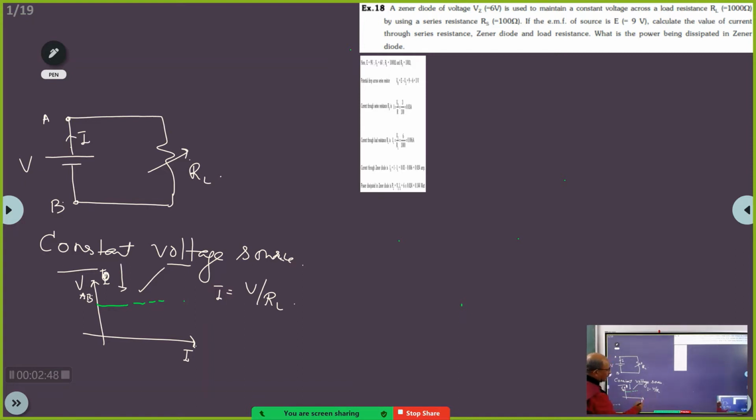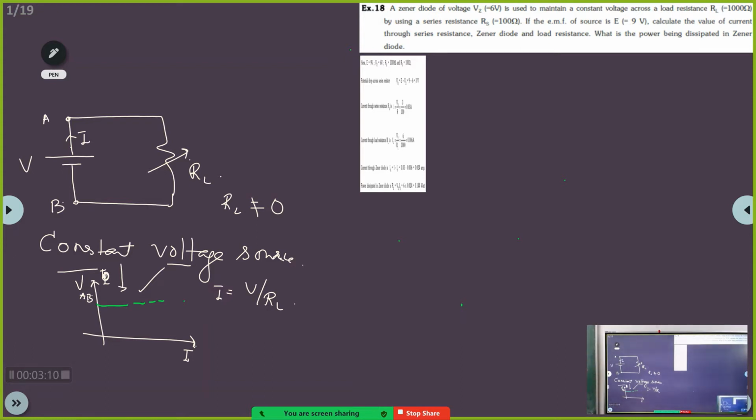Current will change if RL changes. Correct? If RL increases, current decreases. If RL decreases, current will increase. But one thing is sure, RL must not be equal to 0. That is not permitted. It is a straight line, inclined to the x-axis at a certain angle. Right?